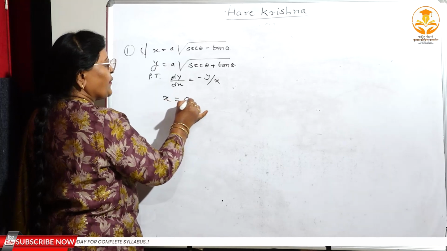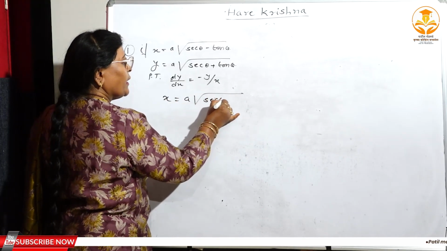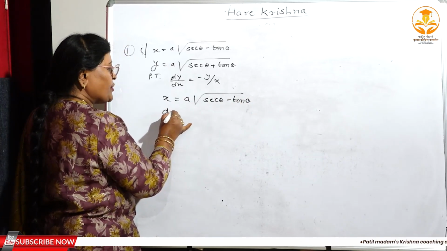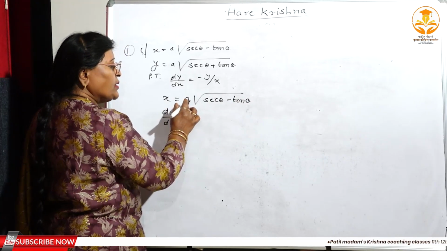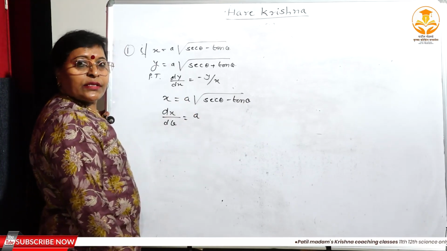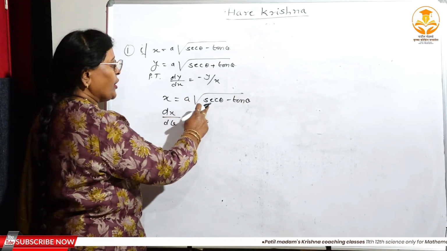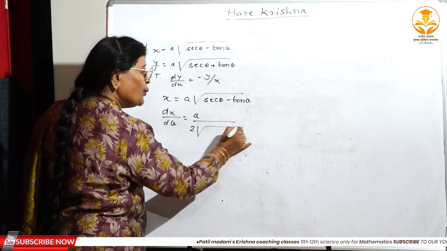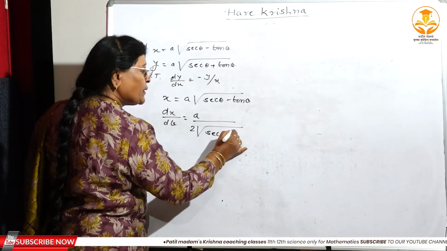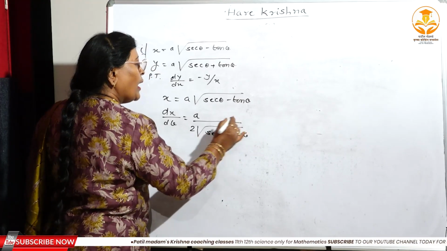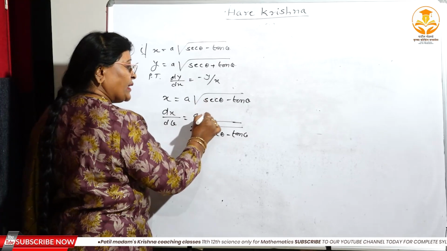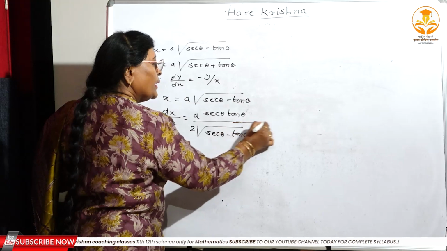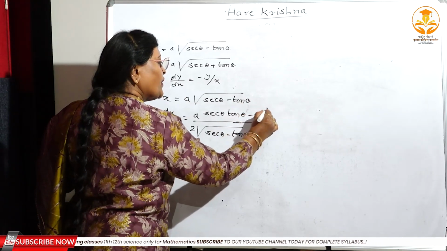See here, x is equal to a root of sec theta minus tan theta. Right? x is a function of theta, differentiate with respect to theta. When a constant is multiplied to the function, the constant remains as it is. Again you have to apply the chain rule. This is u. The derivative of root u is 1 upon 2 root u, means 1 upon 2 root of sec theta minus tan theta. Again d by d theta of sec theta is sec theta tan theta, and the derivative of tan theta is sec square theta.